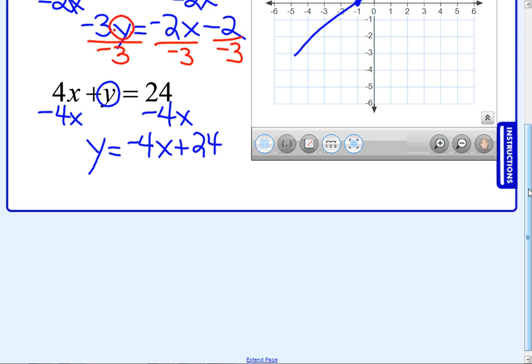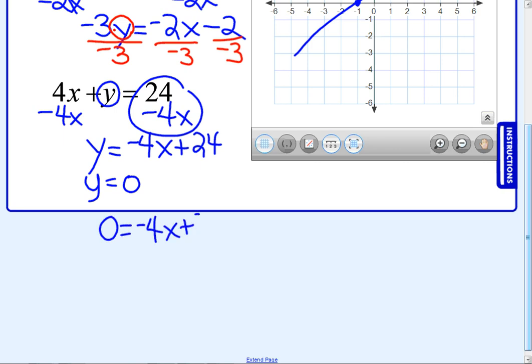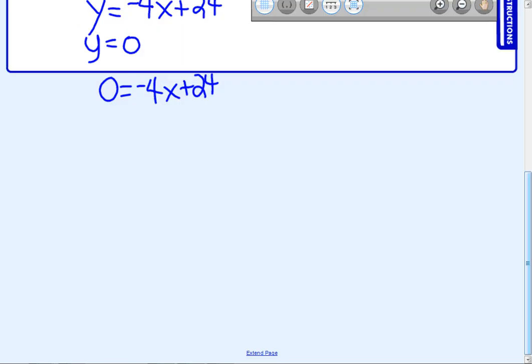No, can you add these? No. So what if y is equal to 0? Then I get 0, because I can put anything I want in here. Negative 4x plus 24. How do you solve for x?